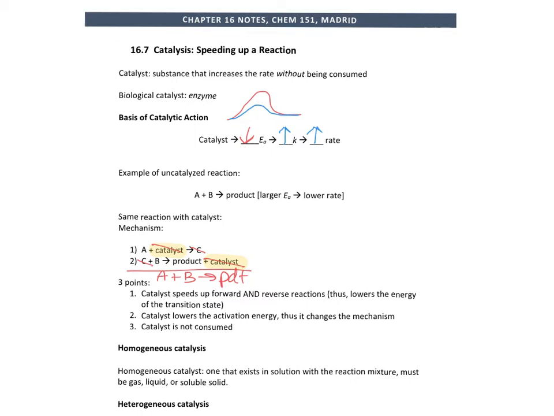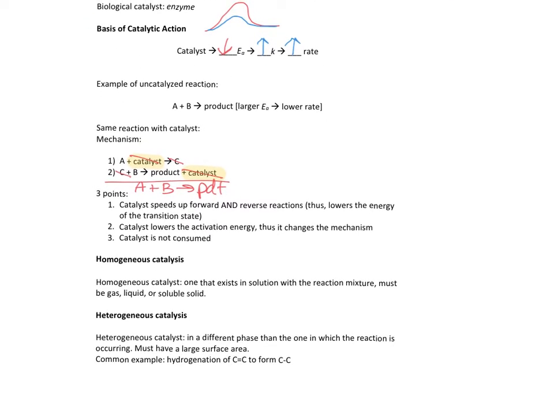So the 3 points to summarize what we just said: a catalyst speeds up the forward and reverse reactions, so it lowers the energy of the transition state. Second, a catalyst lowers the activation energy. While lowering the activation energy, it ends up changing the mechanism. It goes through a different path to achieve the product. And then last, the catalyst is not consumed. So you want to remember these 3 features of a catalyst.